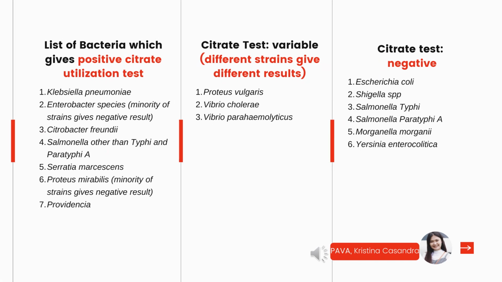Here in this slide is shown the list of bacteria which give a positive citrate utilization test. Some bacteria also show a variability in the citrate test, wherein different strains give different results. And the other is the list of negative reactions of citrate tests from the given bacteria.